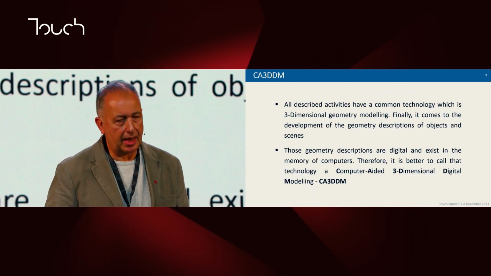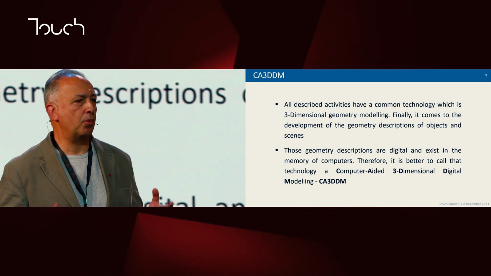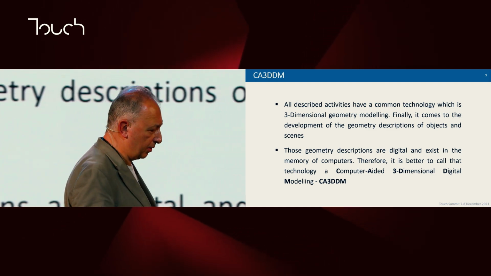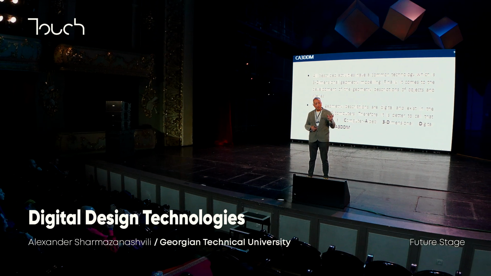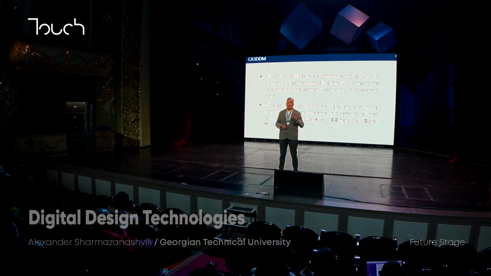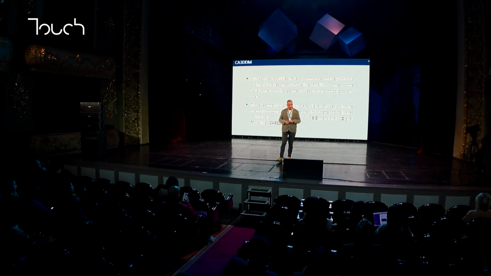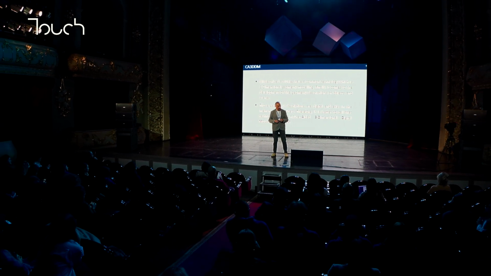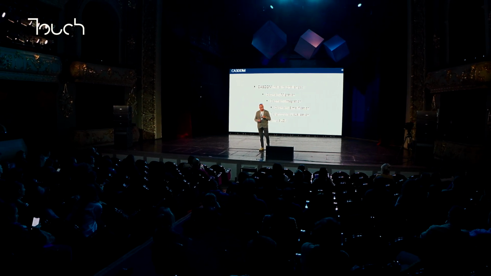So all these design activities have a common platform, which is geometry modeling. Finally, it comes down to geometry modeling. And this geometry model exists in the memory of the computer somewhere. So this is very much a digital model, and that's what I call the computer-aided three-dimensional digital modeling, CA3DDM. This is my terminology. Might be wrong, might be not, who knows.